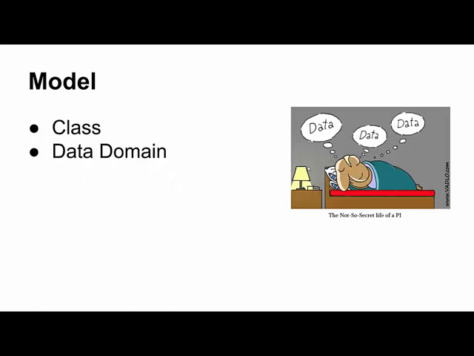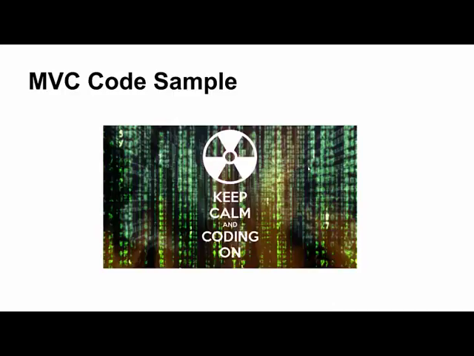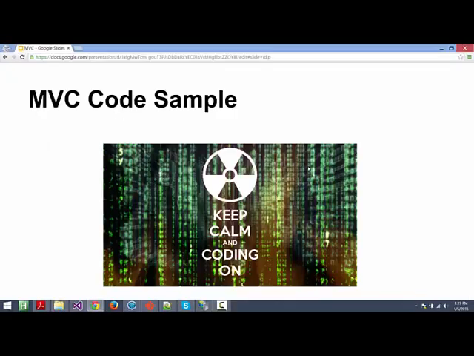Model, as I just already mentioned, is all the data, and it's a simple class. We will be taking a look at the examples in a short while. View is all the user interface, so it is supposed to render all the model data. So let's take a look at the code sample.